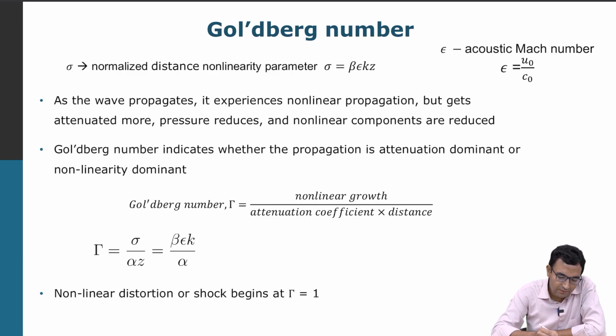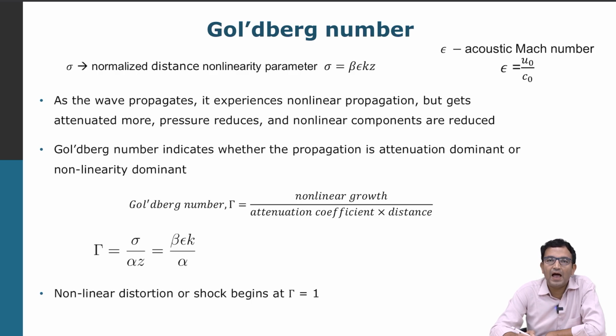So as the wave propagates, it experiences nonlinear propagation, but after a point it starts getting attenuated and the pressure reduces. Since nonlinearity is proportional to the pressure, the wave will reach a stage which is called old age, in which the harmonic components are mostly attenuated and the wave starts looking sinusoidal again. But there is another aspect to it.